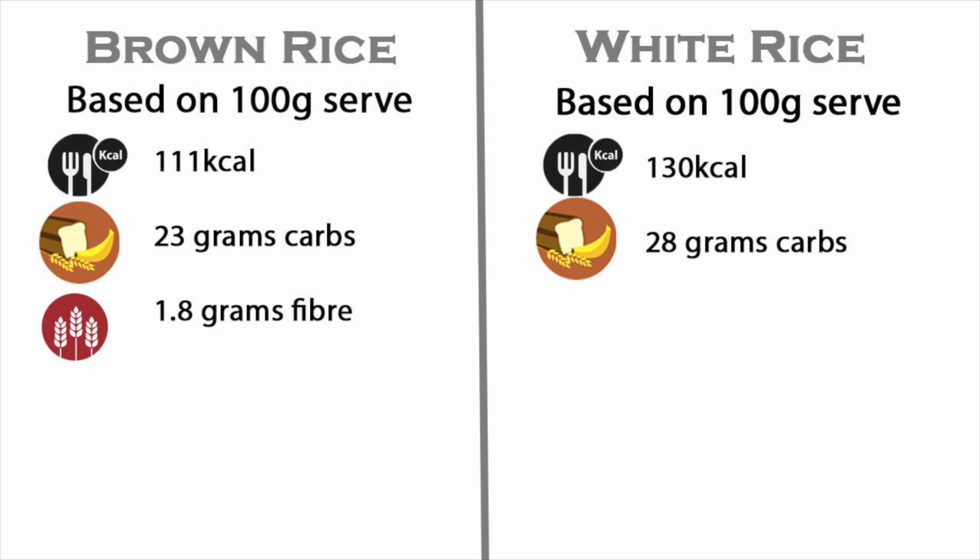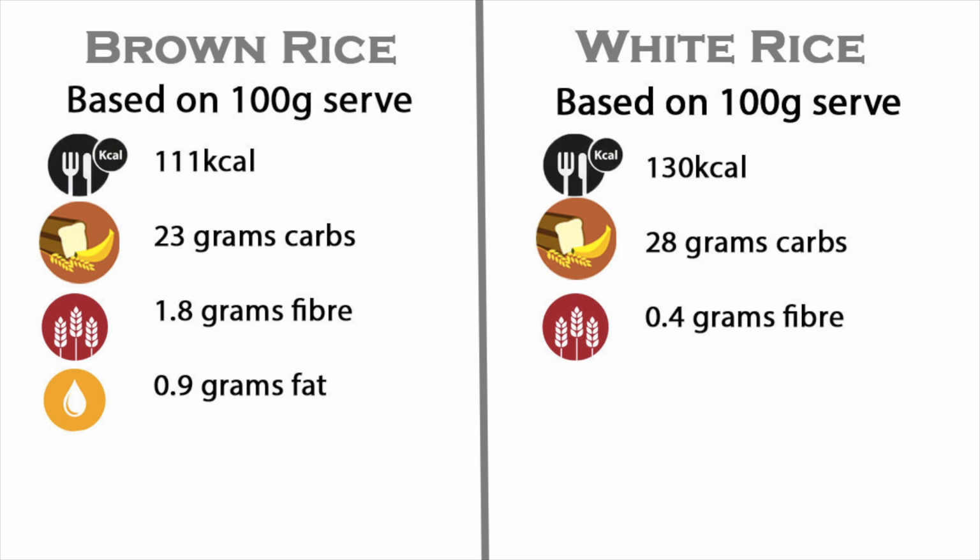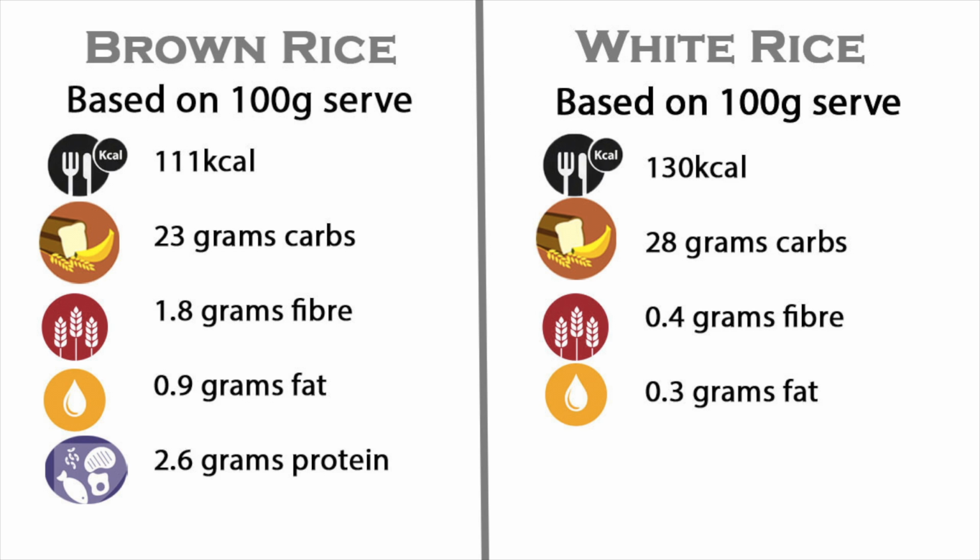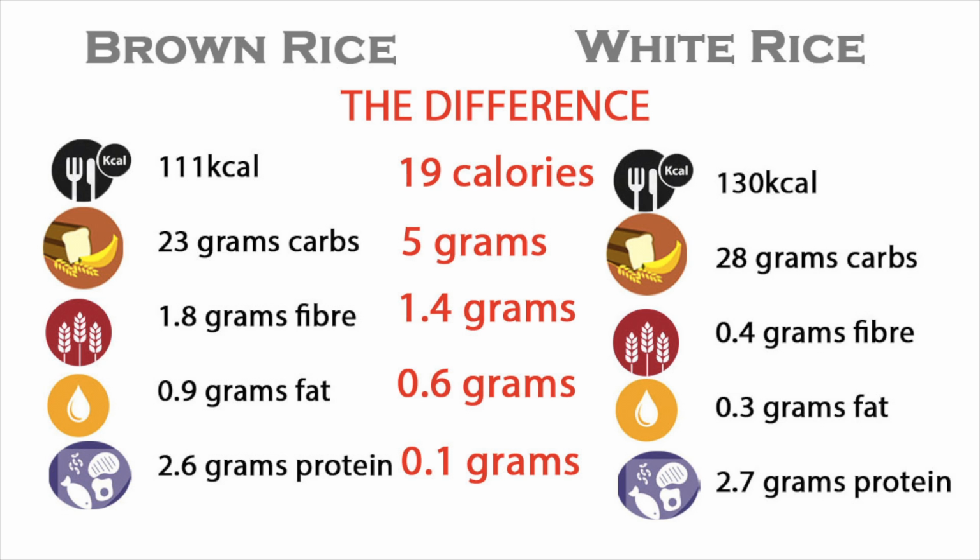Brown rice has 1.8 grams of fiber and white has 0.4 grams of fiber. Brown rice has 0.9 grams of fat, white rice has 0.3 grams of fat. Brown rice has 2.6 grams of protein and white rice has 2.7 grams of protein. So in terms of the macronutrients, they're roughly the same. Sure, brown rice is a little bit higher in fiber and white rice is a little bit lower in fat. Brown rice has slightly lower carbs, but 5 grams of carbs is not a huge amount compared to white rice. But overall, they're pretty much the same.